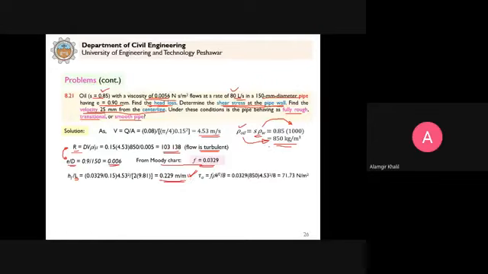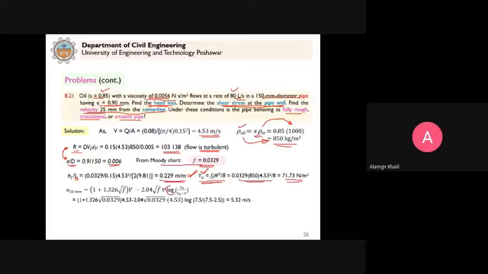Next we calculate the shear stress at the pipe wall. We already derived this equation: tau naught is equal to f rho V squared by 8. Everything is known, you just plug in the values, and this is the shear stress at the pipe wall, tau naught. And next we use the logarithmic velocity equation.